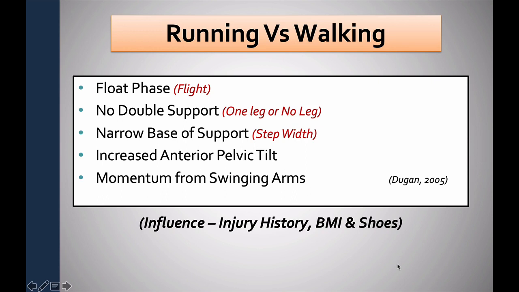The pelvic tilt is slightly increased to improve hip extension, and the arm swinging is really important to get that momentum and to prevent excessive rotation of the trunk. And your injury history, your BMI, your shoes, all these things can affect how you run. So it's quite a complex area, and I would refer the listener to the gait analysis module to know more in detail.